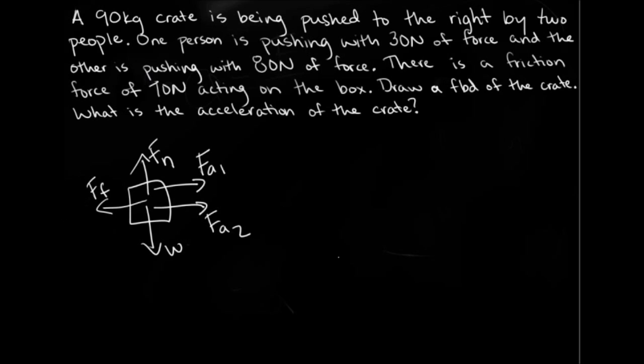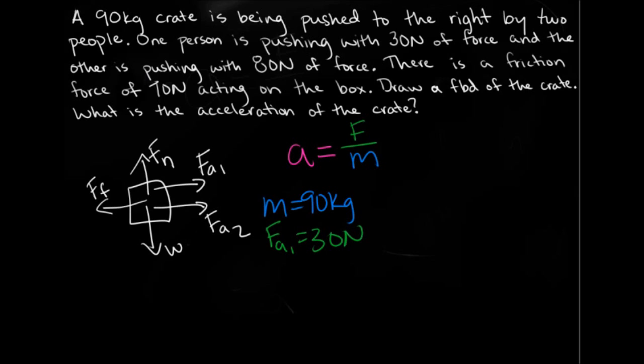Next, what is the acceleration of the crate? Acceleration equals force divided by mass. So I'm going to write all of my variables down now. Mass equals 90 kilograms. The first applied force is 30 newtons. The second applied force is 80 newtons. The friction force is 70 newtons.